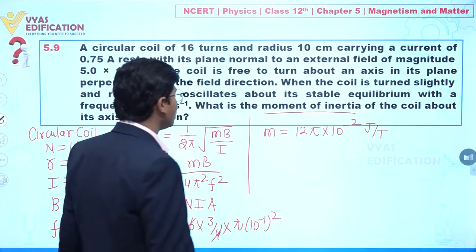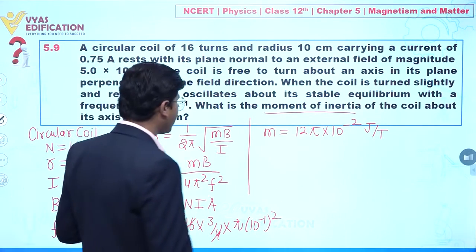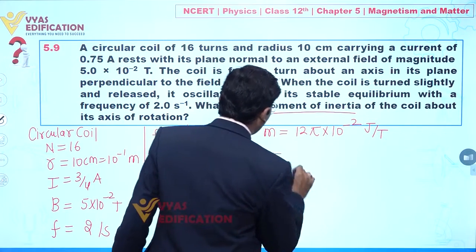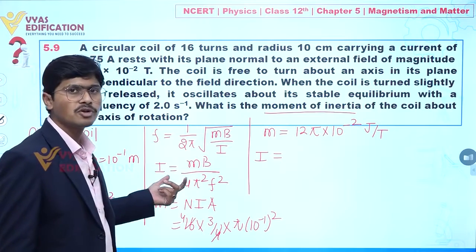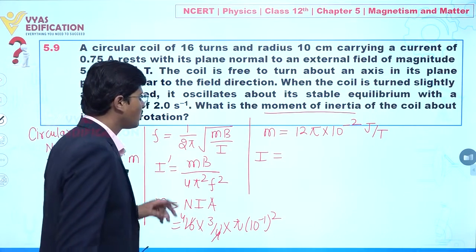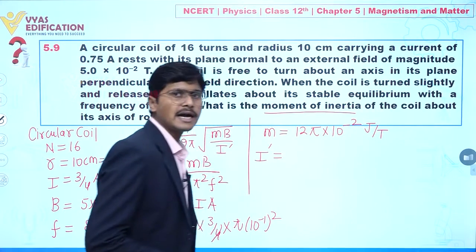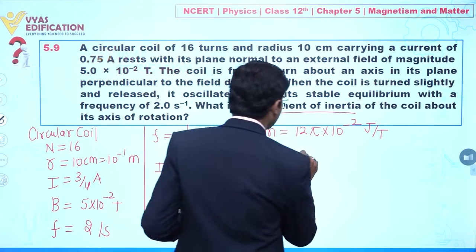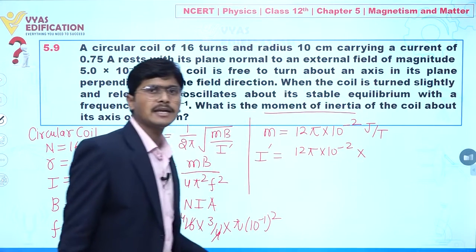Clear to you? So now from here we can write the moment of inertia. So now we can put in this value. Always keep in mind this I is the current. Clear? And this I is moment of inertia. I can write it like this so that you will never get confused: this is I dash. Clear? So actually we are calculating here I dash. I dash is given by 12 pi into 10 to the power minus 2, this is the value of the magnetic moment.